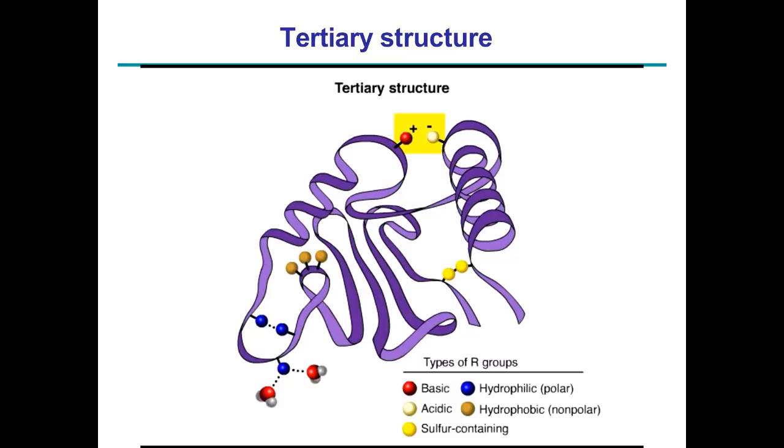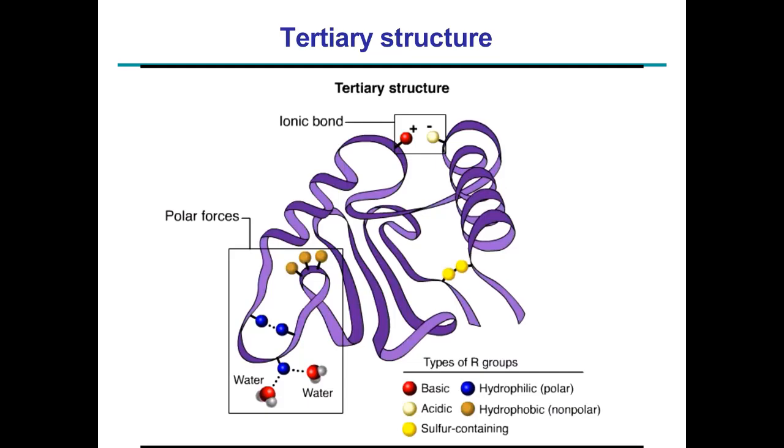For example, you can have a basic and an acidic amino acid coming in and giving rise to an ionic bond between them. You can have polar forces that come in and give rise to hydrogen bonds in between two chains, or hydrogen bonding with the water which is surrounding this particular protein. In addition, you can have covalent bonding due to the disulfide bridges.